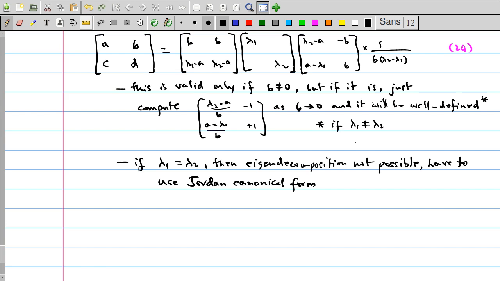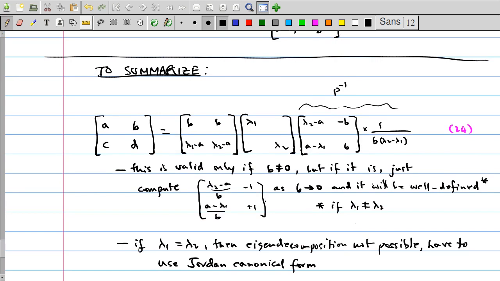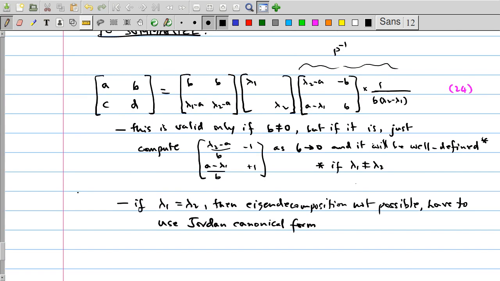Yeah, then we'll have to use Jordan canonical form. So this 2x2 example gives you a lot of insight into the general case for the n by n. Well, we still haven't proven that this limit is going to be okay, but we can do that right now. But we realize that if the two lambdas are the same, then there can be a problem.